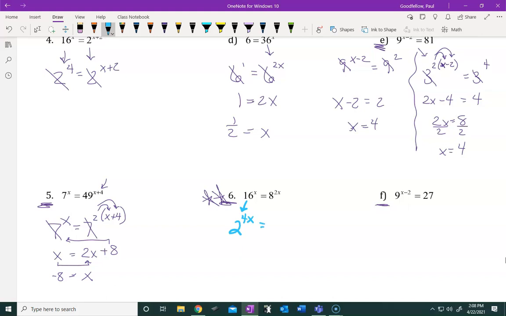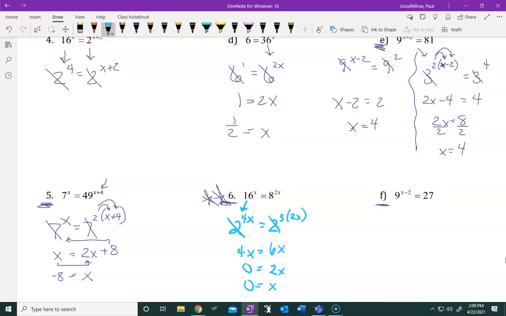And 8 is 2 to the 3rd power, but it's times a 2x. So you're going to want to get this down to its power that it's going to be before the bases can be canceled. 4x is going to equal 6x. And this one is a strange one. If you subtracted the 4x over here, you'd get 2x is 0. And if I divided by 2, x is 0. That's the only way this guy's going to work, if x happens to be 0.